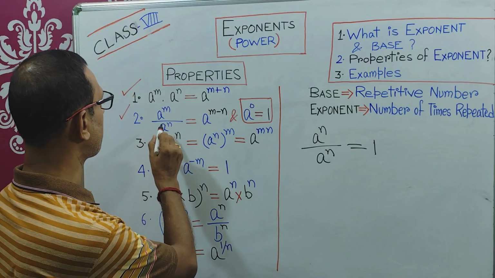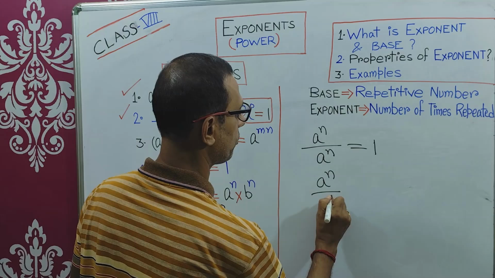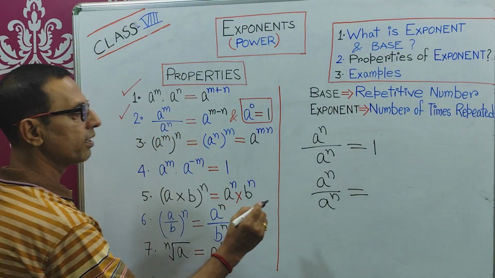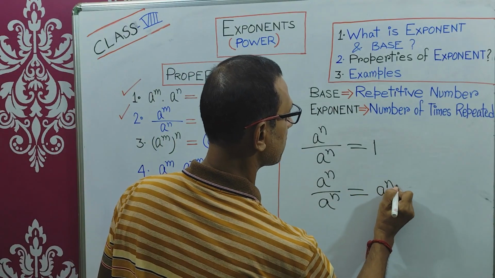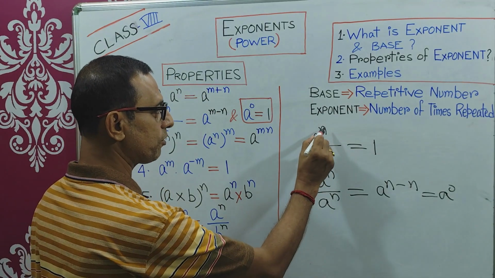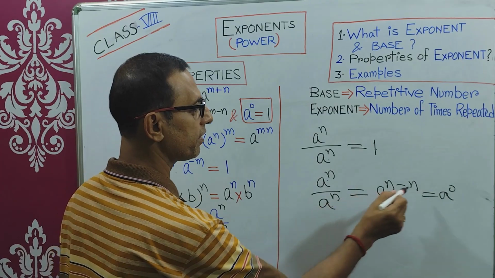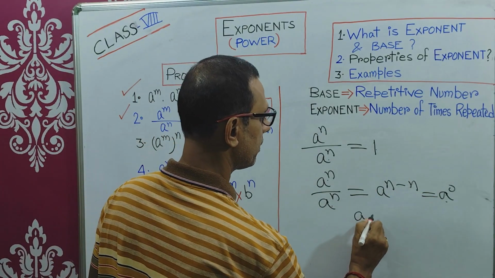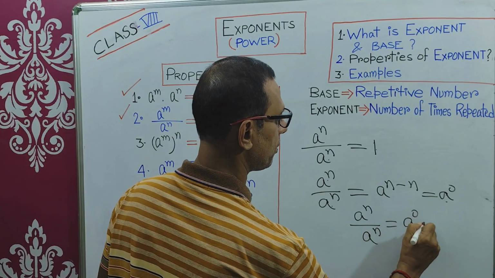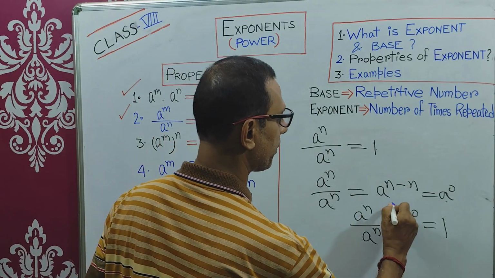Now I will use one of the properties, the a to the power m by a to the power n formula. So a to the power n by a to the power n, utilizing this division formula, equals a to the power n minus n, that means a to the power 0. That means a to the power n by a to the power n equals 1, and it also equals a to the power 0, which equals 1. So that is how you can prove that anything to the power 0 equals 1.